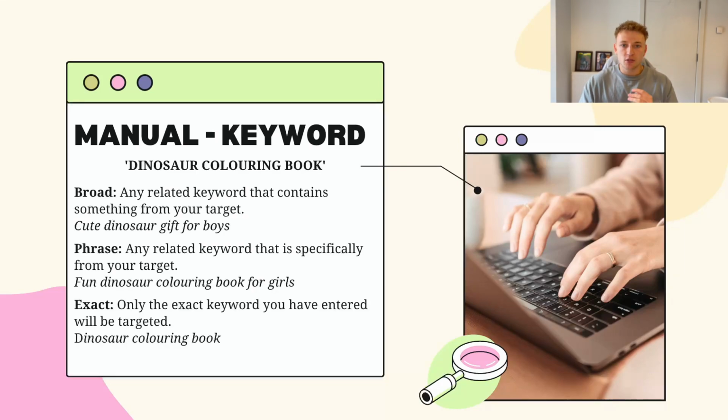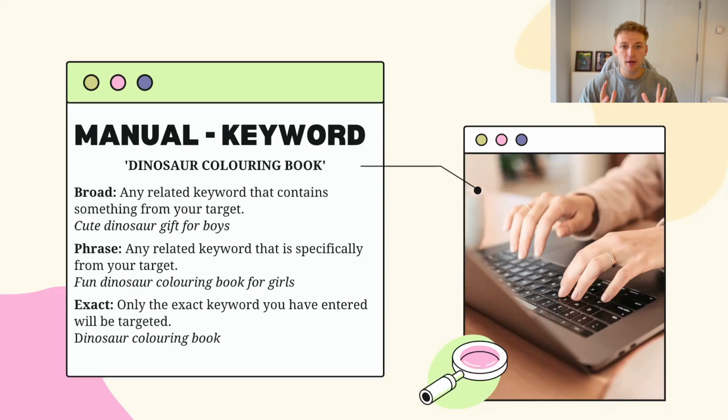And then the final one, which is obviously the most self-explanatory, is the exact match. And this is basically only the exact keyword you have entered in will be targeted. So if your keyword is dinosaur coloring book under the exact match type, it's only going to show the phrase dinosaur coloring book. Whereas for phrase, it's going to include the phrase dinosaur coloring book amongst other words as well. And then if it was broad, it would include just any word from here along with other words too. You can start to see how specific you get when you're switching up between broad, phrase, and exact.